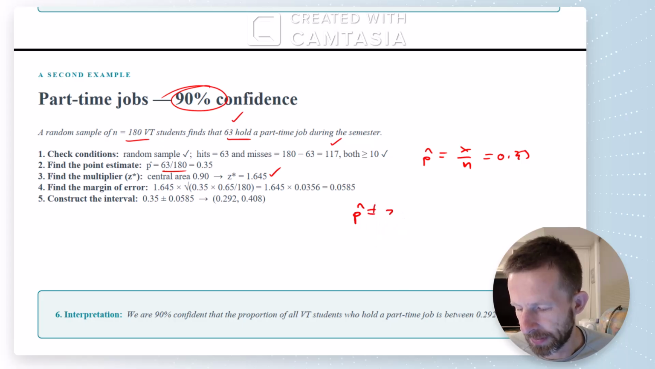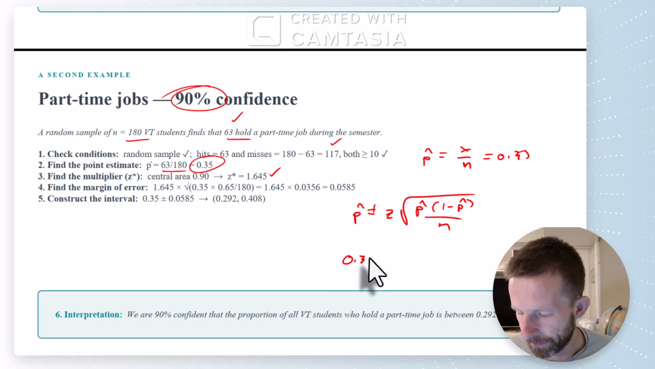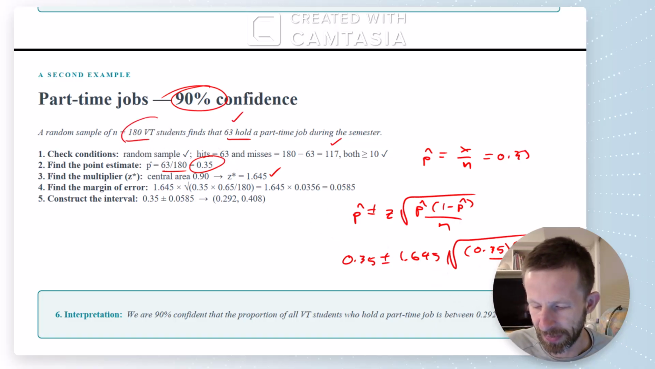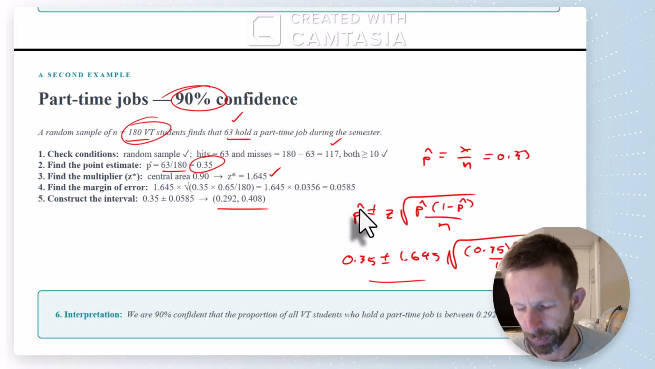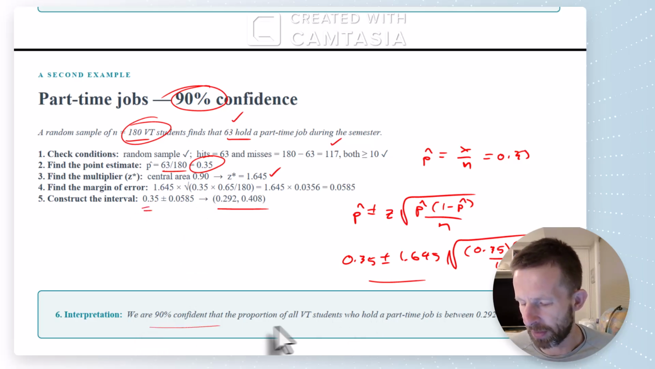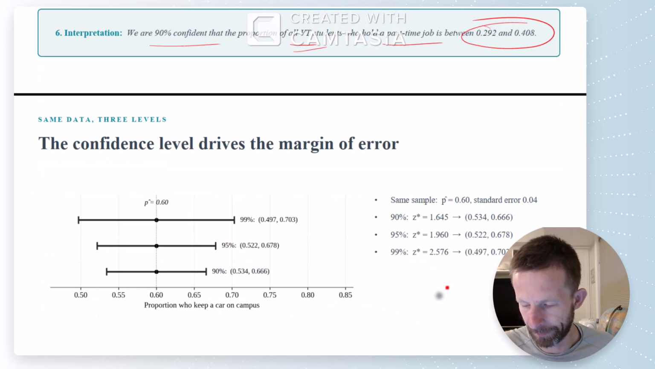So p hat plus or minus z times the square root of p hat times 1 minus p hat, all over n. My p hat is 0.35 plus or minus 1.645 times the square root of 0.35 times 0.65, that's 1 minus p hat, all over my sample size of 180. Again, I'm going to put that into Desmos, and I end up with 0.292 and 0.408. So we're 90% confident that the proportion of all VT students who hold a part-time job is between my left and right bounds.